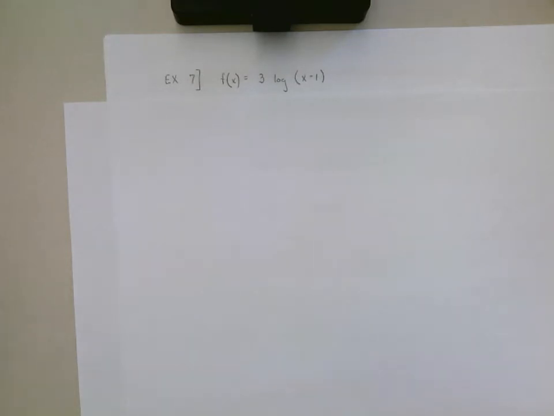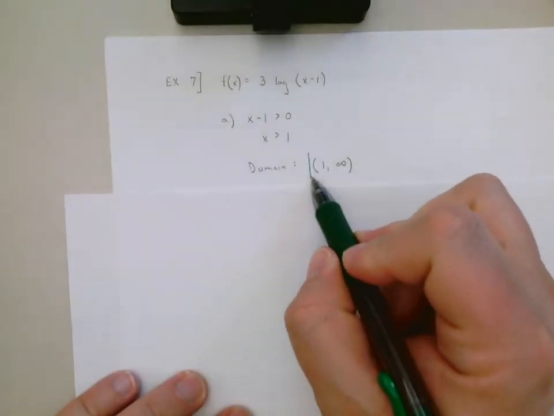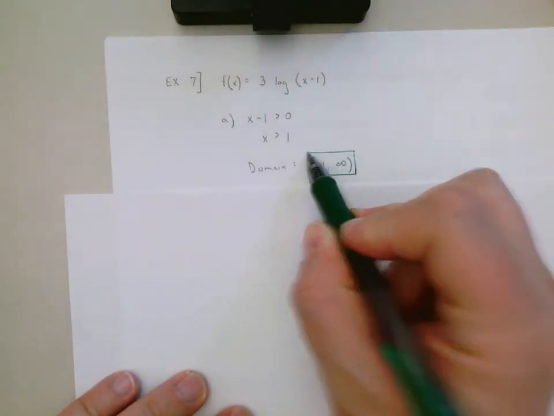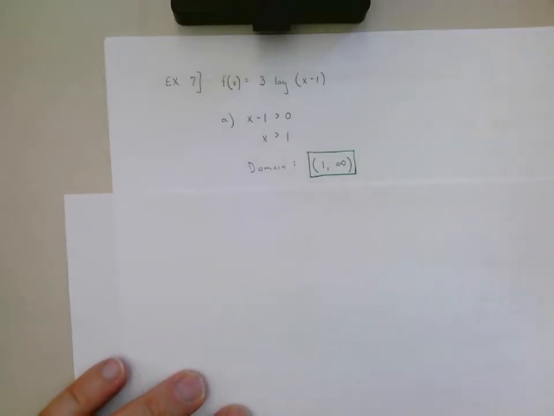Okay, I hope that you gave that your best effort. Let's take a moment and check. Part A is to find the domain of this logarithmic function. The argument must be greater than 0. Therefore, x minus 1 is greater than 0, and we solve to find that x must be greater than 1. Our domain is the open interval 1 to infinity.